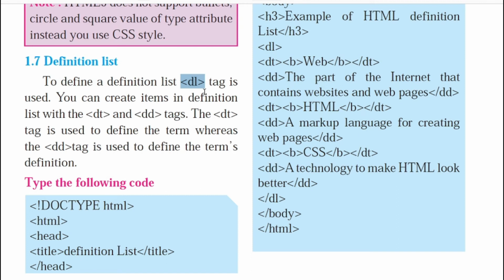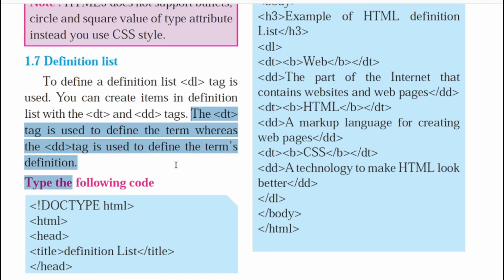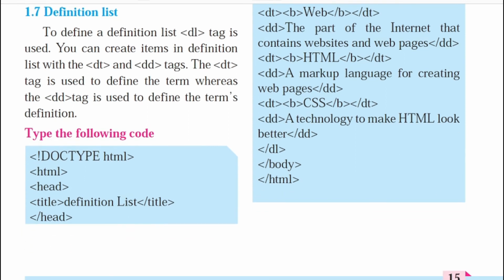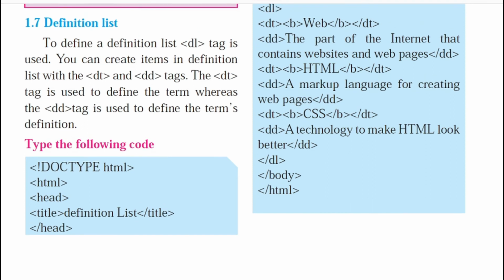You can create items in a definition list with DT and DD. What do DT and DD mean, my dear students? The DT tag is used to define the term, whereas the DD tag is used to define the term's definition. Moving further, here is another short example, a small one, which will help you understand the DL tag, that is the definition list tag.